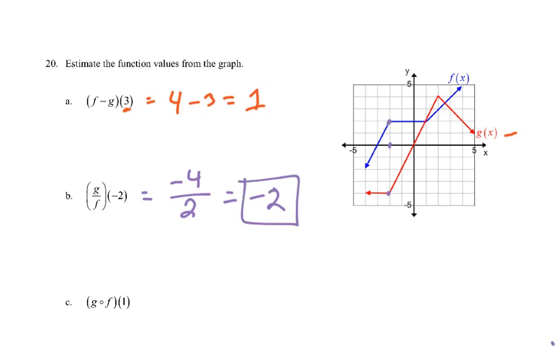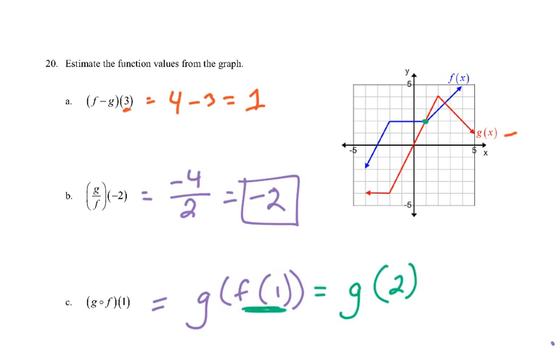All right. The next one is when we're composing. We're going to do g of f of 1. Again, remember, I like to write it as g of f of 1. So what I first have to find is f of 1. Let's do this in green. f of 1 is equal to 2. So this is the same thing as saying g of 2, because f of 1 is equal to 2, based on looking at the graph.